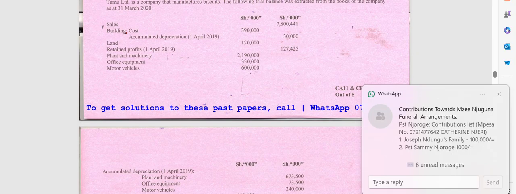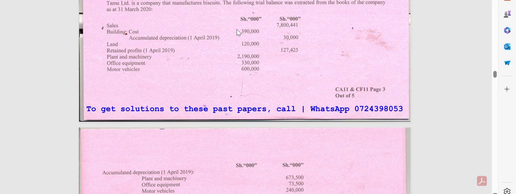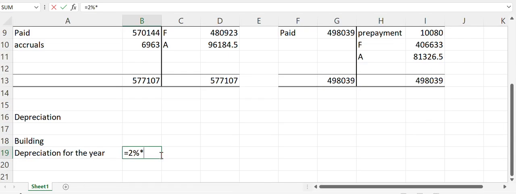We go back to our trial balance for building. Here it is, building cost is 390,000. We have accumulated depreciation, but we are going to use this one later when you are determining the net book value. Remember, we said under depreciation, to get net book value, you take cost minus accumulated depreciation minus depreciation for the year. So what we are computing here is depreciation for the year that is going to be recorded in the income statement. So building cost is 390. Come back here, so only 2% of 390,000. So we get that.